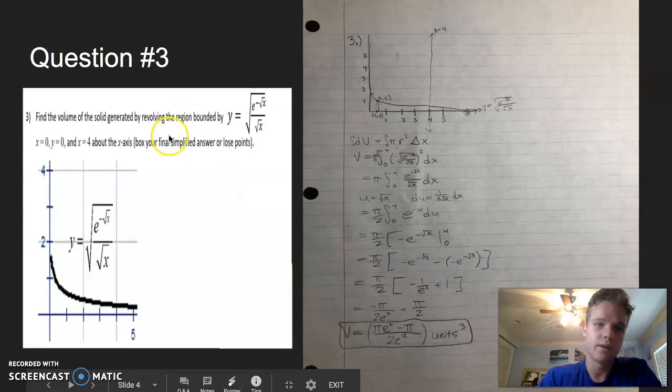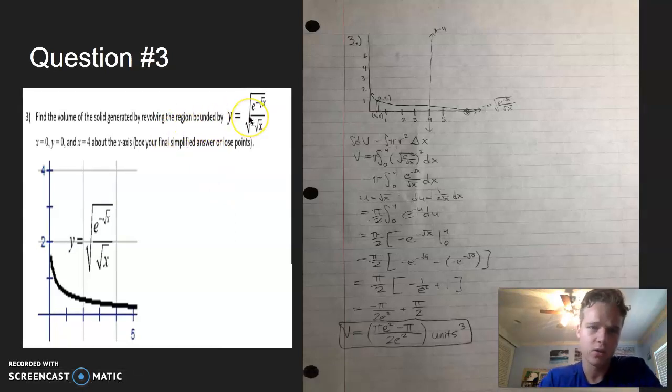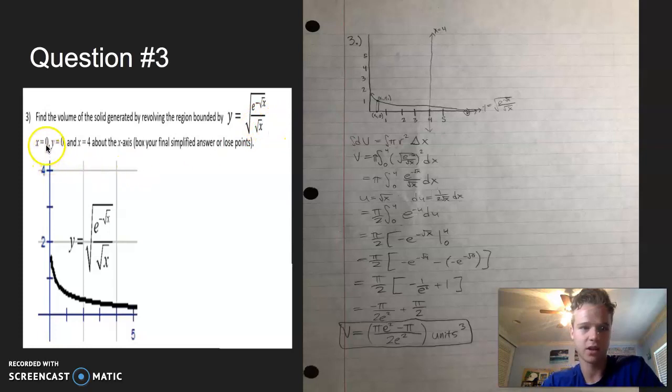Question 3, it says find the volume of the solid generated by revolving the region bounded by y equals the square root of e to the negative square root of x over square root of x, x equals 0, y equals 0, and x equals 4, and then we're revolving it around the x-axis. So first I drew a picture with labeled slice.